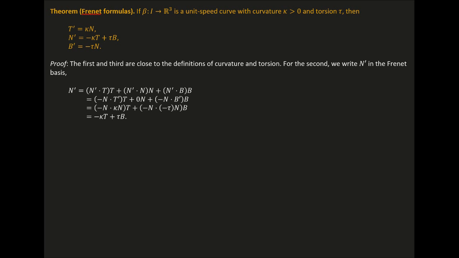We can check that each of these dot products can be rewritten. So for example, n prime dot t is negative n dot t prime. The reason for that is the derivative of n dot t is 0. But by the product rule that we have for dot products, n prime dot t plus n dot t prime equals 0.